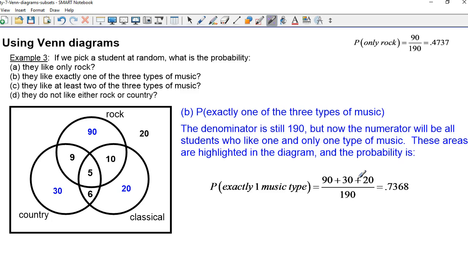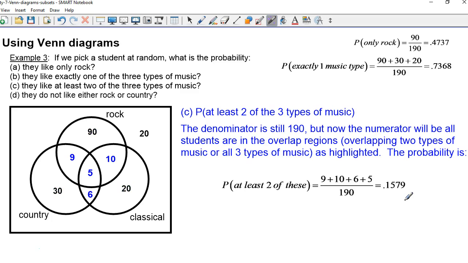Okay, for part B, the probability that a student selected at random likes exactly one of the 3 types of music. Since there's no line here, this is not a conditional probability. The denominator of the fraction is still 190, but the numerator would now be all of the ways to like exactly one type of music. So these people like exactly only rock, these 30 like only country, and these 20 like only classical. So if I added those up, that's the number of people who like exactly one type of music. Out of the 190, 73% of the people like only one type of music.